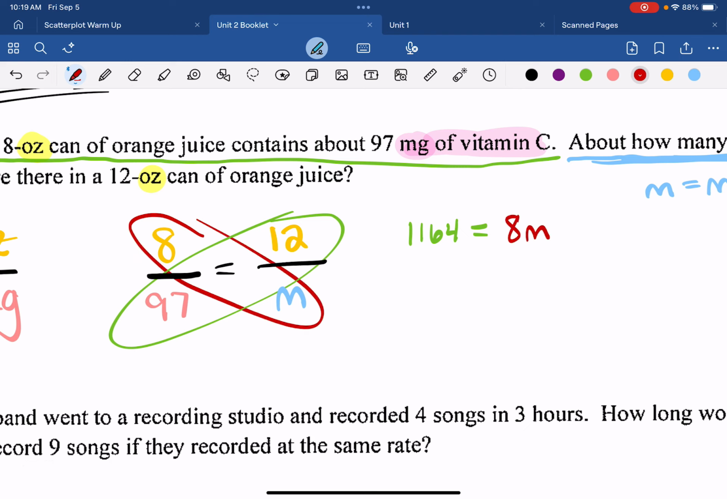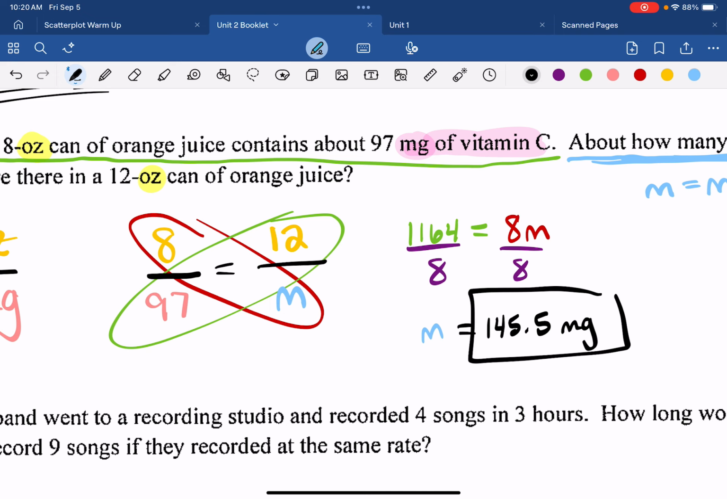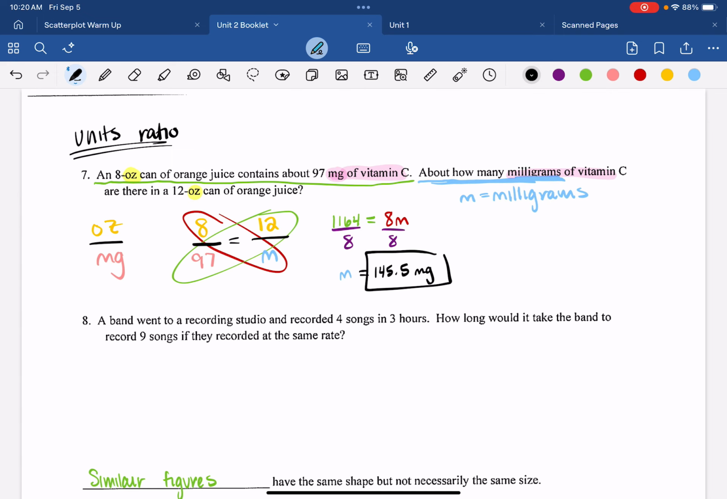Okay. Now I'm going to divide both sides by 8. So I'm left with M, the amount of milligrams, is 145.5 milligrams. Okay? That's what I'm looking for.